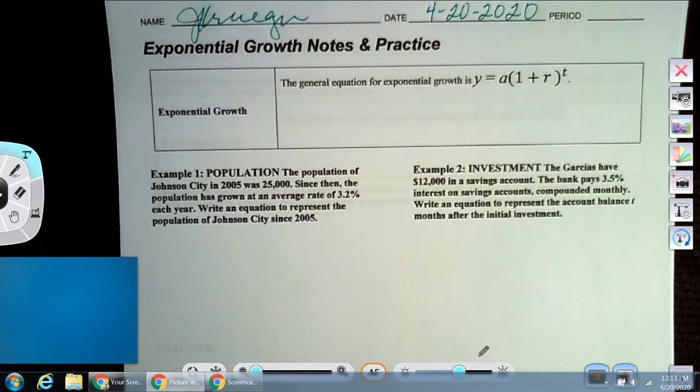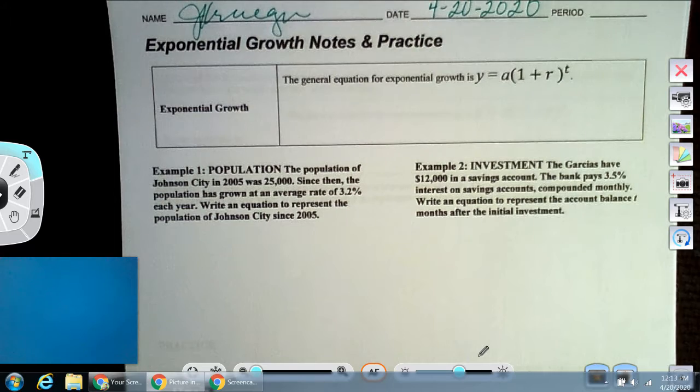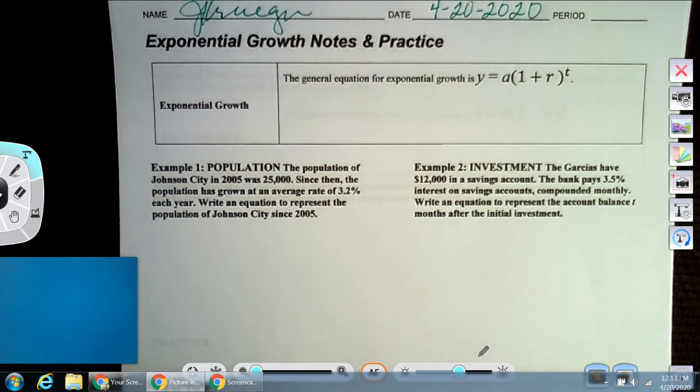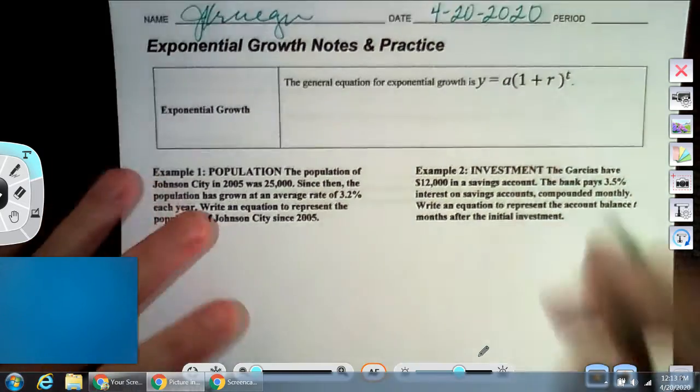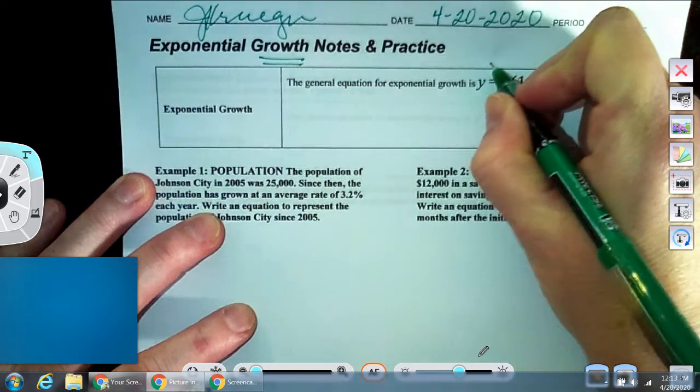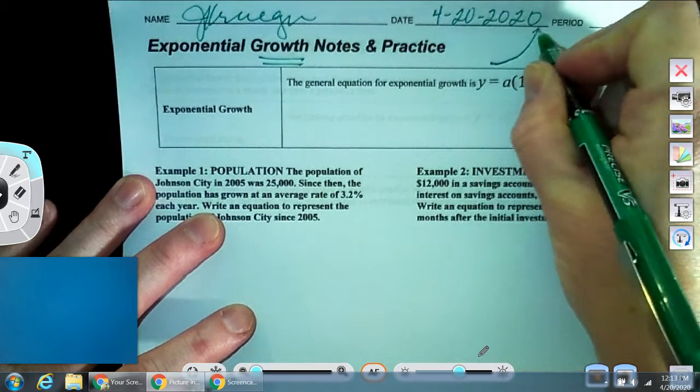The zombie activity was just kind of a fun-ish way to demonstrate what exponential growth would look like, or exponential decay as well. But what I want to do now is look at, if you're given a word problem, I want you to be able to write a growth or decay equation or function given a certain situation. Okay, so exponential growth is a situation where we start low and the numbers increase.